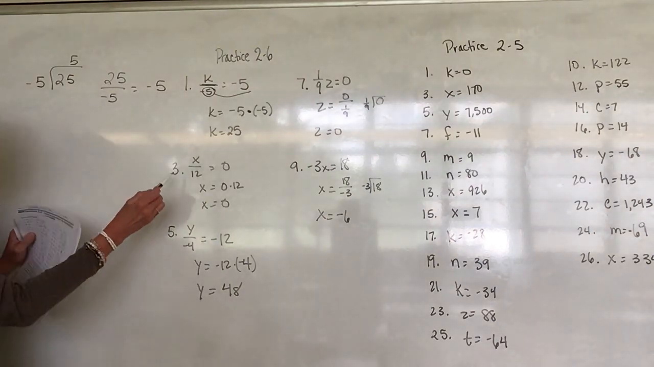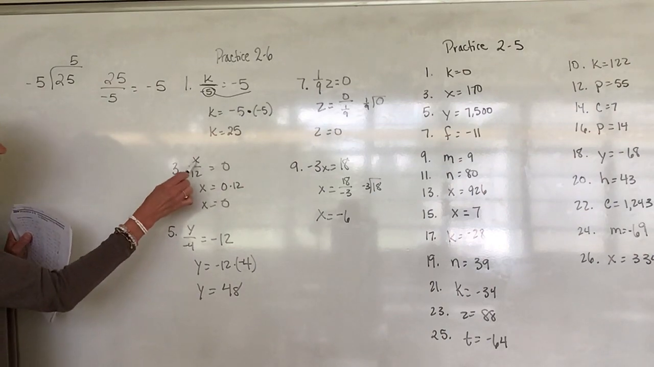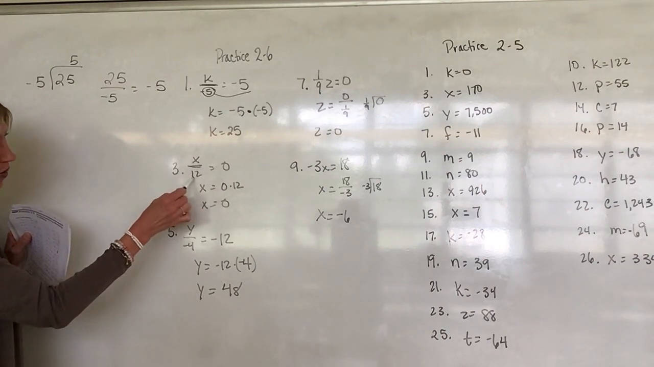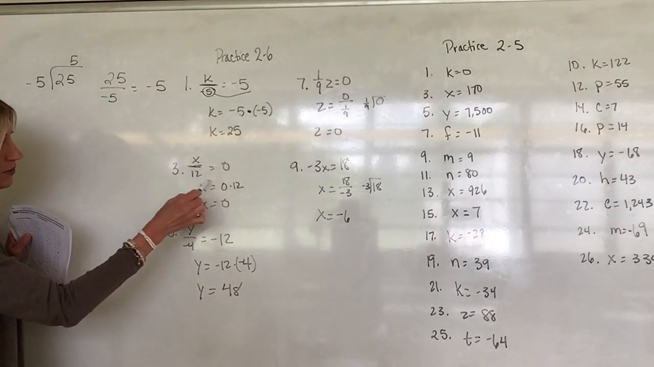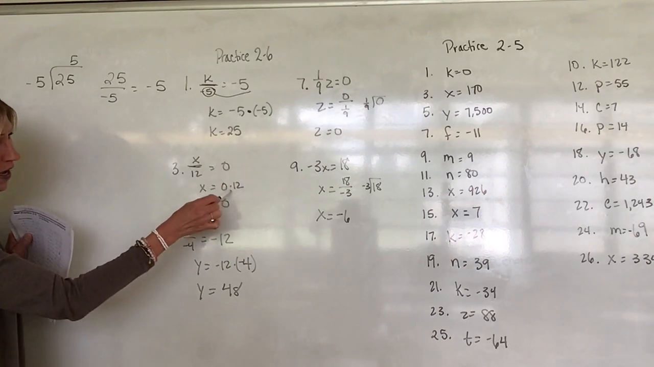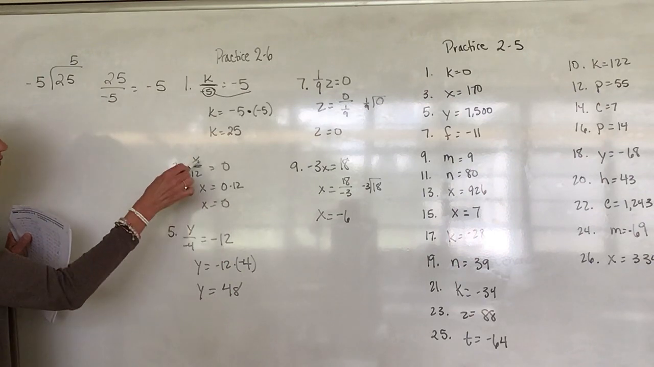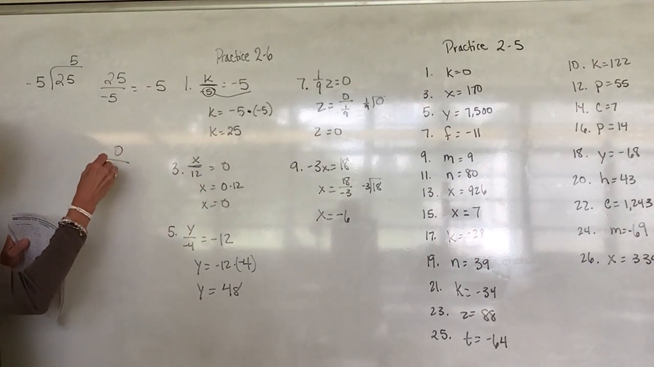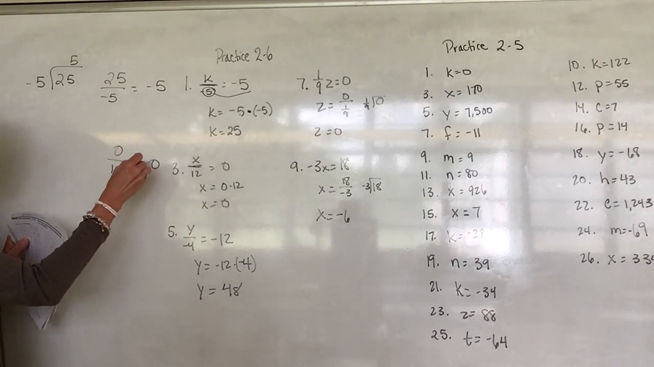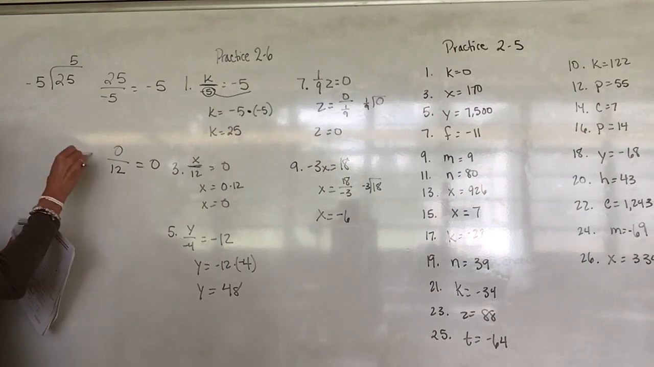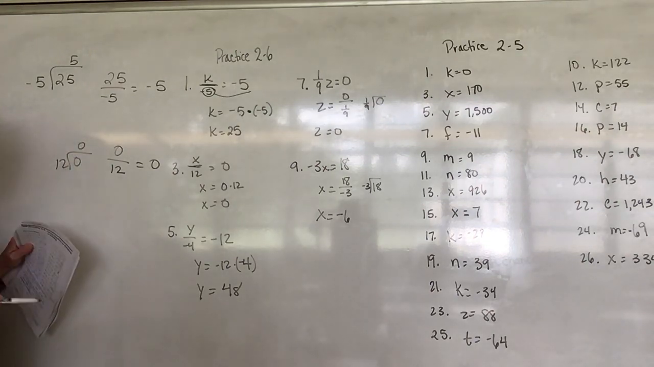Okay, let's go on to number 3. This is division again. X divided by 12. Okay, since it's division, I'm going to take 12 over here and I'm going to multiply. Well, 0 times 12 is 0, so x is 0. So if I put that back up there, 0 divided by 12, yep, that would give me a 0. Because 0 divided by 12, yep, that's 0.